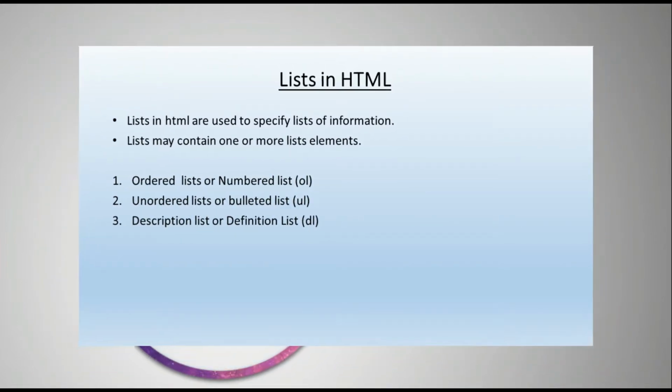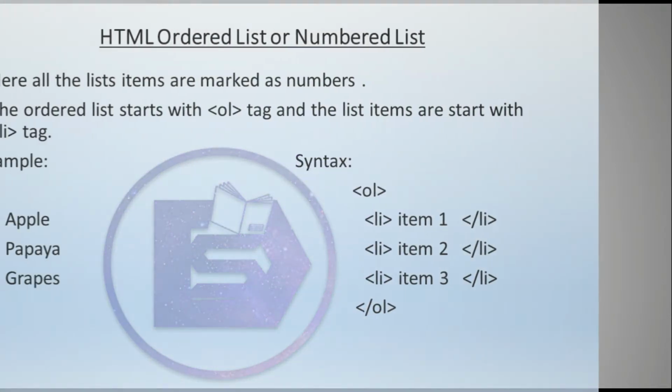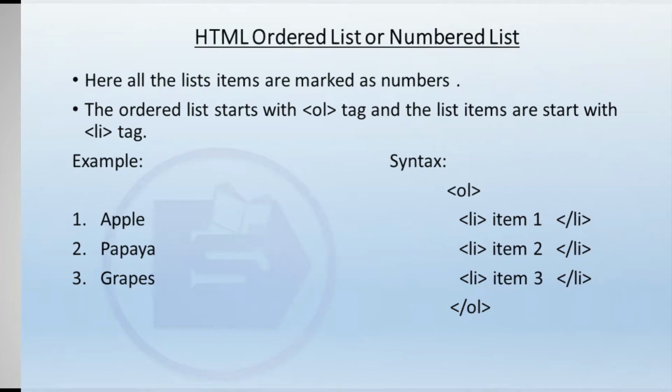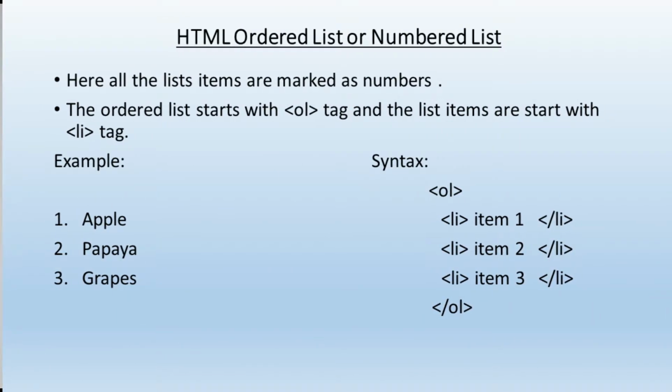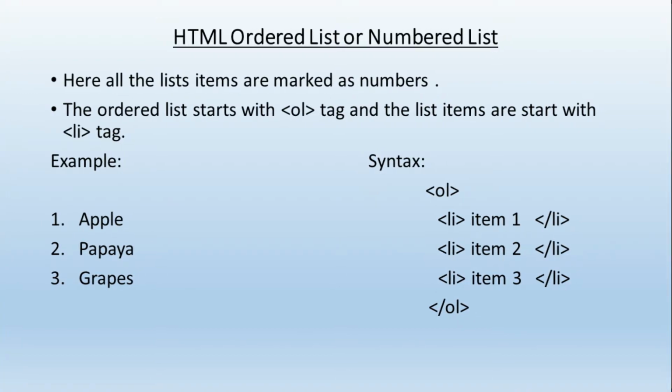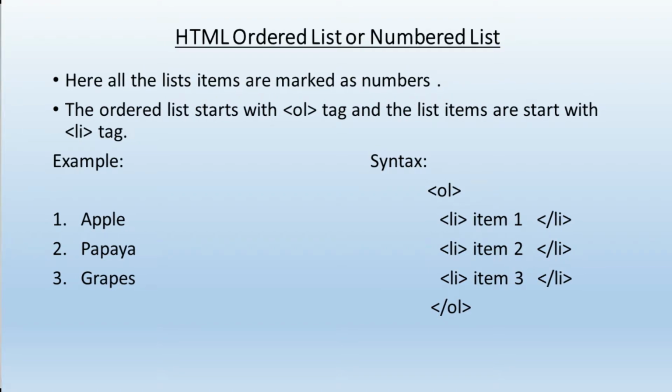So first let's start with the ordered list. The ordered list is basically where all the list items are marked with numbers. You can see the example and the syntax in this image as well. If you want to mark the elements with numbers, you should use an ordered list.